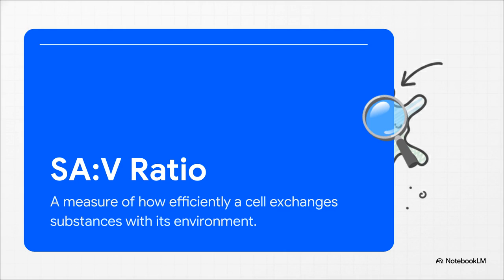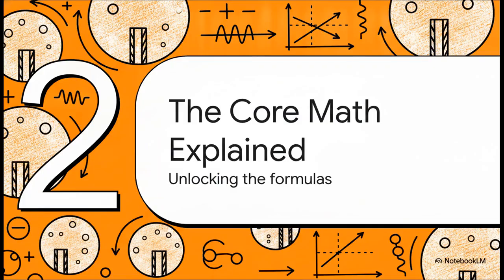Think of the surface area as the cell's only doorway and the volume as this massive, bustling factory floor inside that requires constant supplies and generates constant waste. If that factory floor gets too big but the doorway stays relatively small, the whole system just backs up and fails. So why exactly does that doorway become too small as the cell gets bigger? Let's move to section 2, the core math explained.